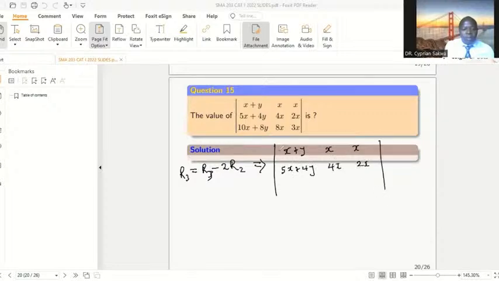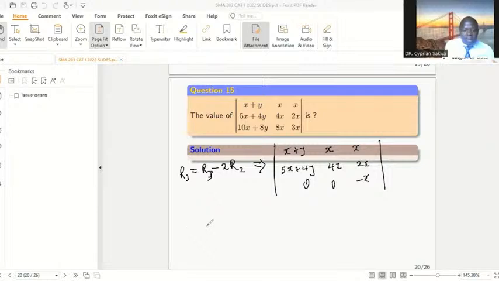But I've multiplied row 2 by 2 and subtracted the result from row 3. So this by 2, subtract from this, you have 0. This by 2, subtract from this, you have 0. This by 2, subtract from this, you have -x. So this is plus, minus, plus, minus, plus.